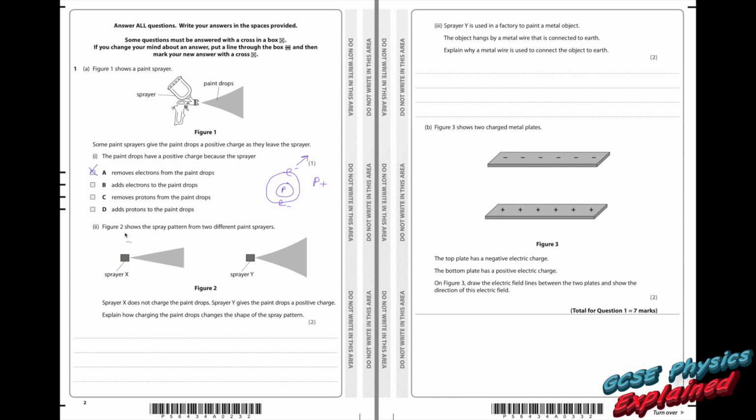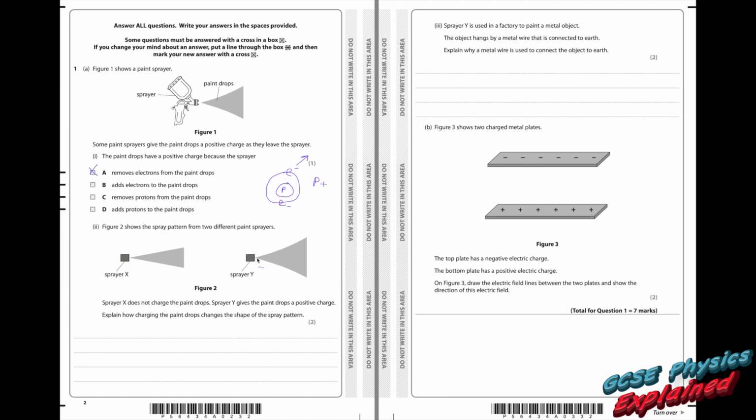Part 2. Figure 2 shows the spray pattern from two different paint sprayers. So sprayer X, it's coming out linear. Sprayer Y, it's spreading out a lot more. Sprayer X does not charge the paint drops. Sprayer Y gives the paint drops a positive charge. Explain how charging the paint drops changes the spray pattern.